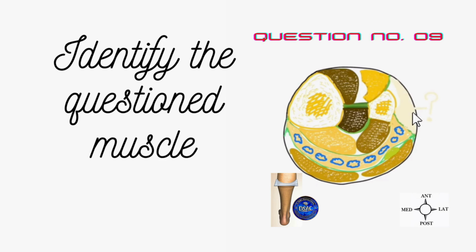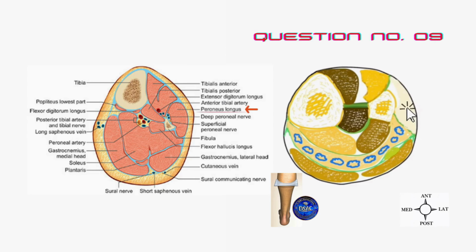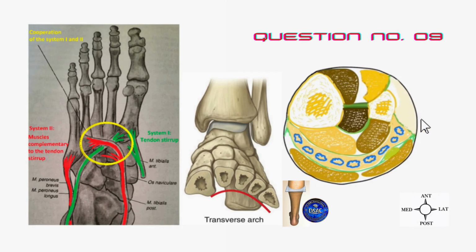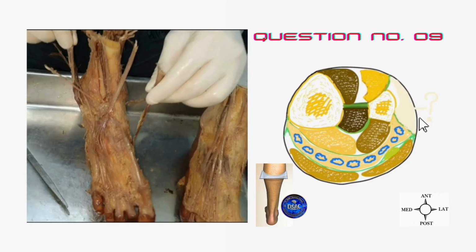Identify the questioned muscle. This muscle is peroneus longus or fibularis longus. It helps in maintaining the posterior transverse arch of foot, forming a sling along with tibialis anterior.